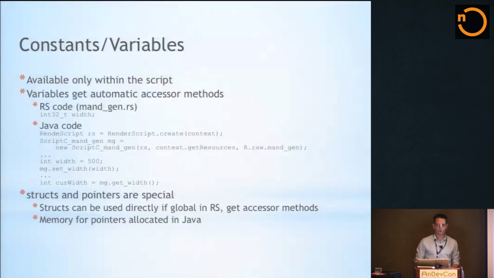Now, memory for pointers is allocated up in Java. Just like everything else, the Java side owns the memory on this, and it gets shared down with the RenderScript. So what you do is you bind it. You take a memory allocation up in Java, and you bind it over a special call down into your RenderScript so it has access to that memory. Now, your structures also cannot nest pointers or arrays. They have to be fairly flat structures.